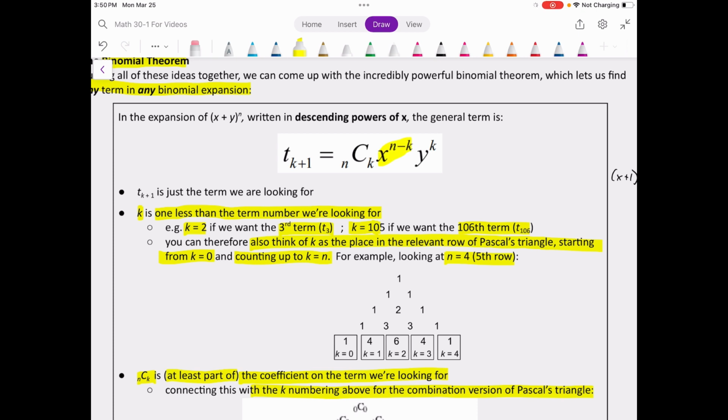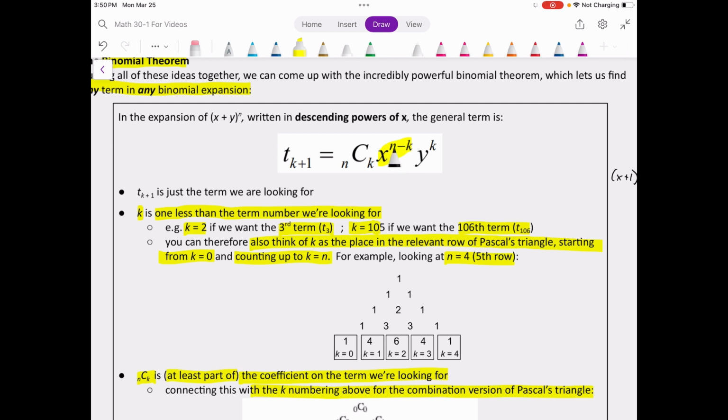That makes sense because, again, if k is 0, we're looking at the first term. And we know that the exponent on x starts at n and counts down to 0, right? So again, first term, k is 0, so we'll just have x to the power of n. Second term, k is 1, so we're going to have x to the power of 1 less than whatever n was, right? It's counting down. Third term, k is 2, so n minus 2.